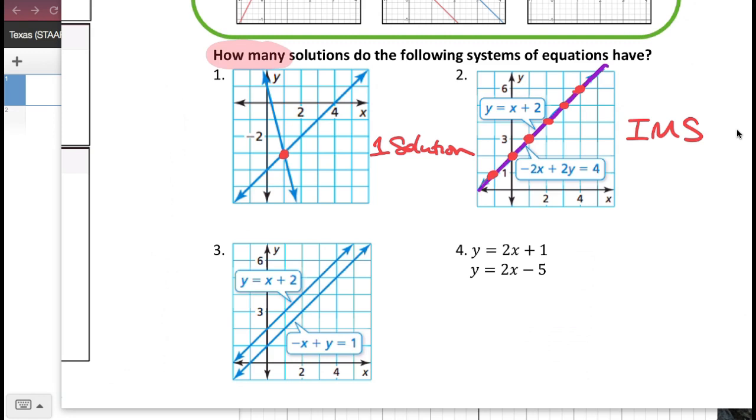Do the third system, do those lines cross at all? No, these lines don't cross at all. There's no place where they have corresponding values that make both equations true, so this has no solution.